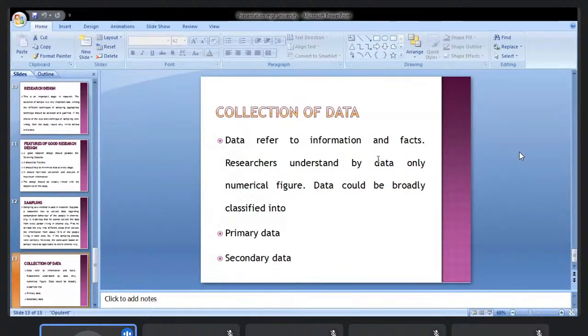Primary data is the data collected for the first time through a field survey. The first time you are going and collecting that data. If you give a questionnaire and collect the data, that data is said to be primary data. Such data are collected with a specific set of objectives.